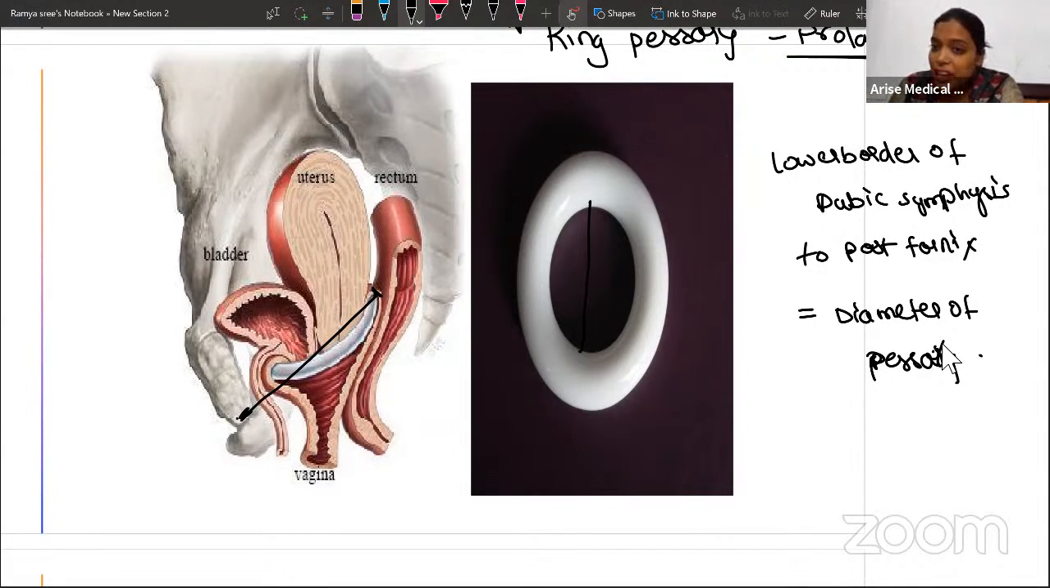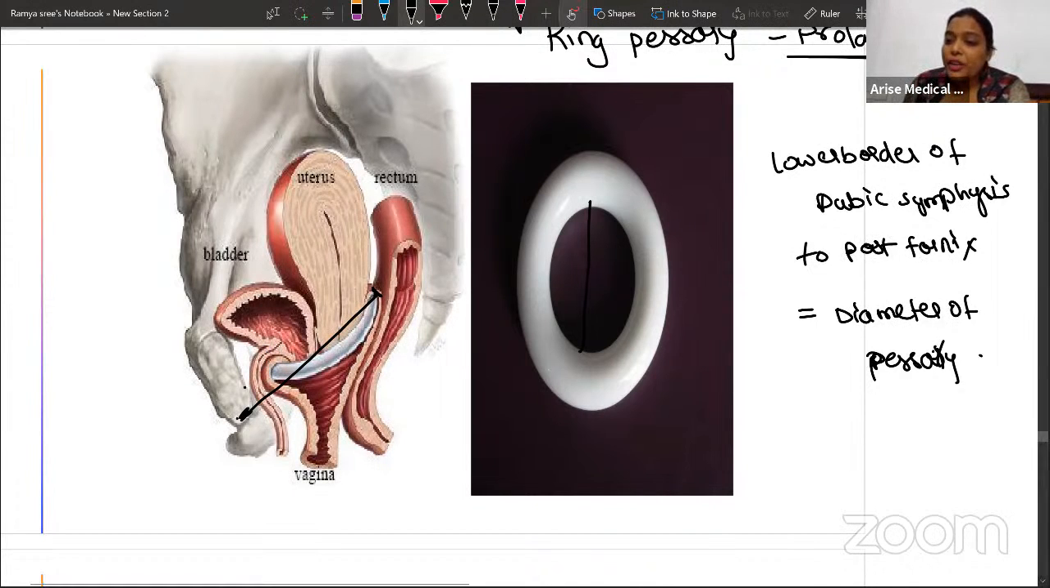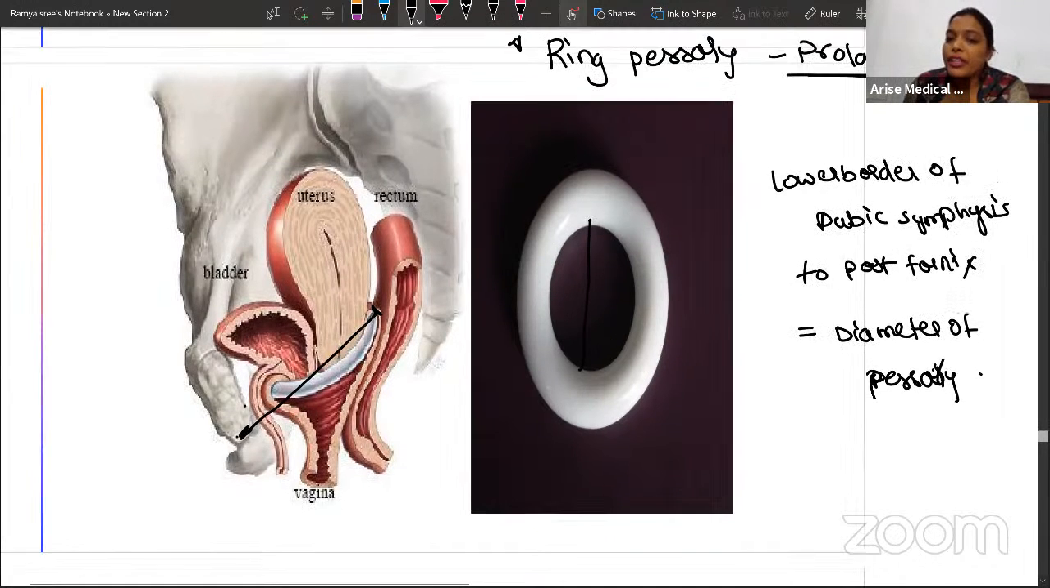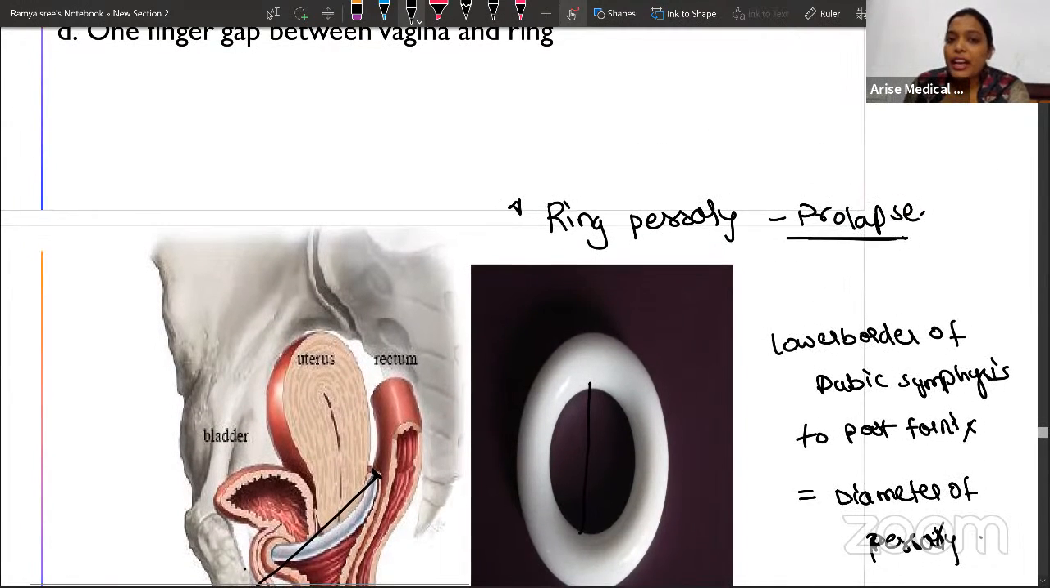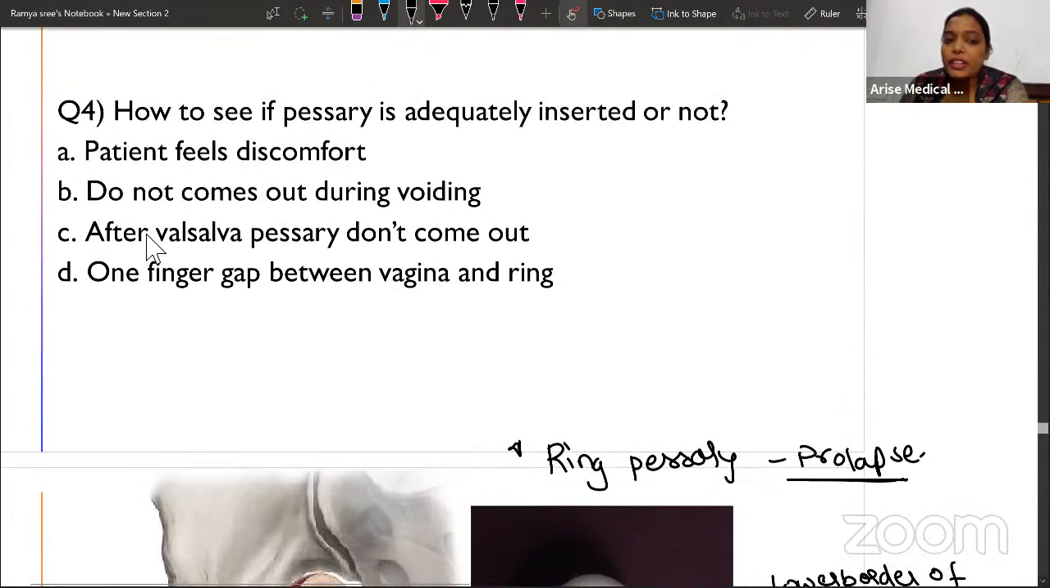And the second thing is that when you insert a large size pessary, it can compress the urethra. And when it compresses the urethra, it can lead to retention of urine. Okay. If the patient doesn't have any of these two, it means you have inserted a correct size.